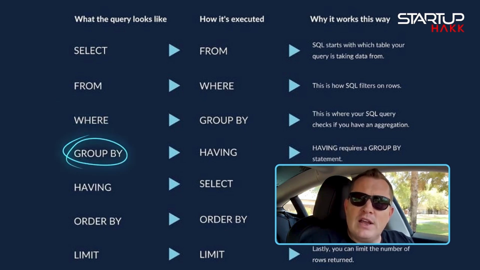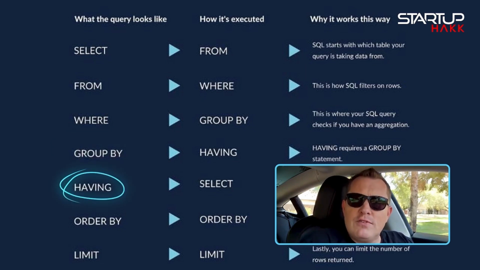Group by: if aggregation is required, the group by clause is used to group rows with similar values in specified columns. This step is often used in conjunction with aggregation functions like count, sum, average, etc. to perform calculations on grouped data.